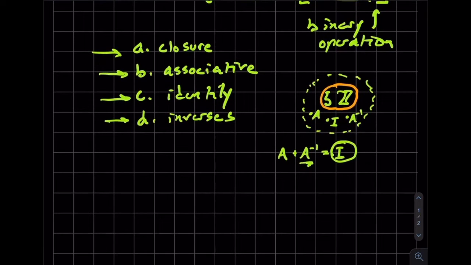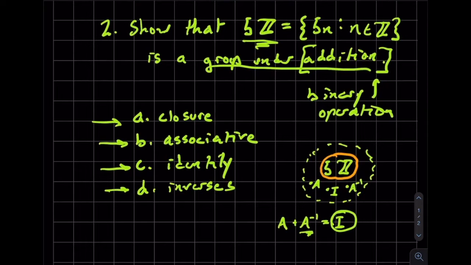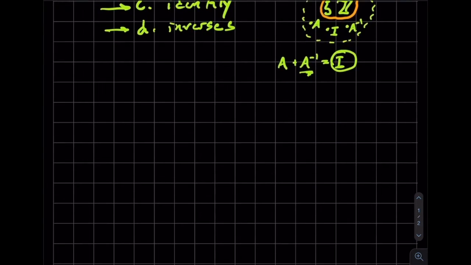Okay, so that gets to the question, how do we actually show that 5Z is a group? What we'll do is go through each property. Now I'll write out again what 5Z is, which will come in handy. 5Z is defined as the set of all integers multiplied by 5.